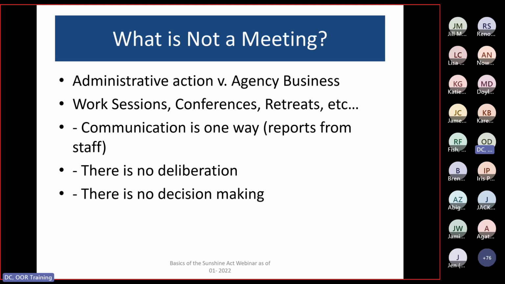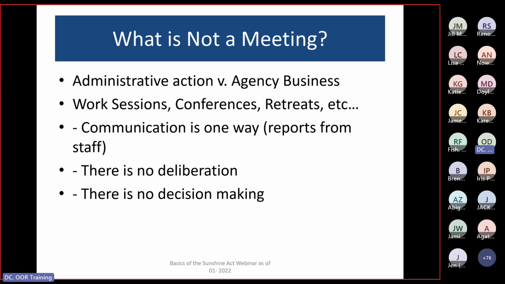Sometimes we'll see the term committee of the whole. And right away, that throws up a red flag, because you've got a full quorum there. You've got deliberation taking place, and you've got decision making taking place. But because it's called a work session of the committee of the whole, the public's expectation is, well, no business is going to take place, so I'm not going to attend. You see what's happening here.